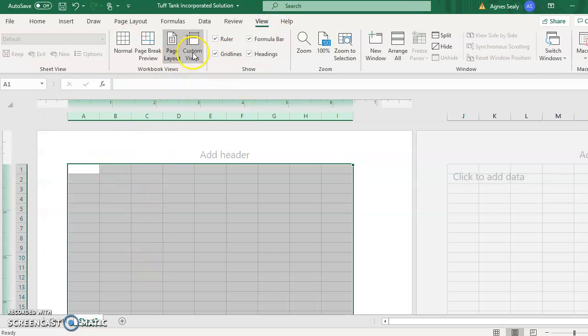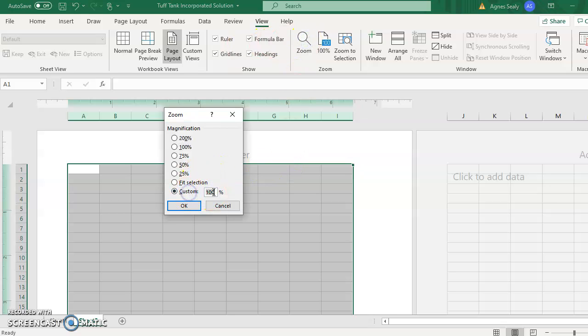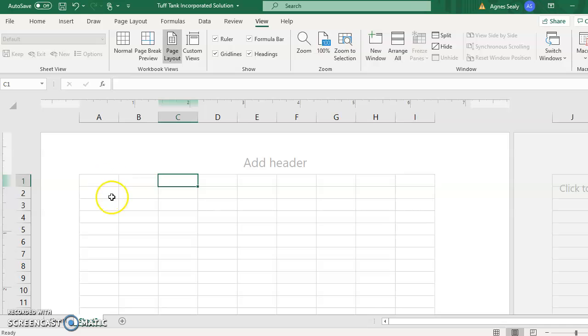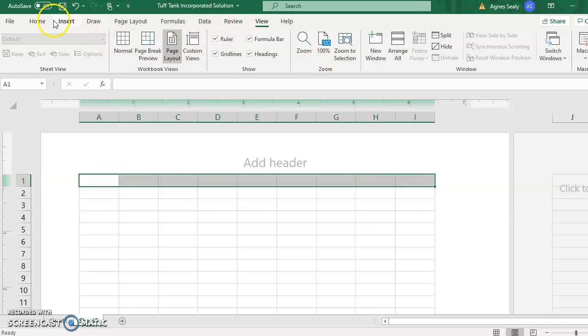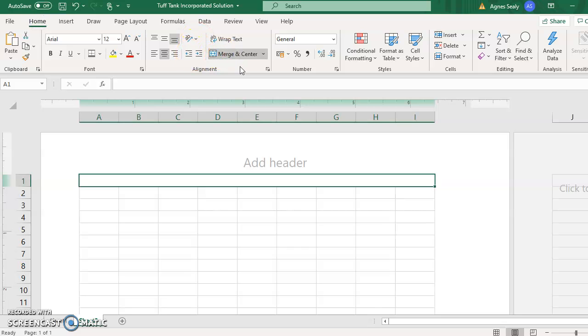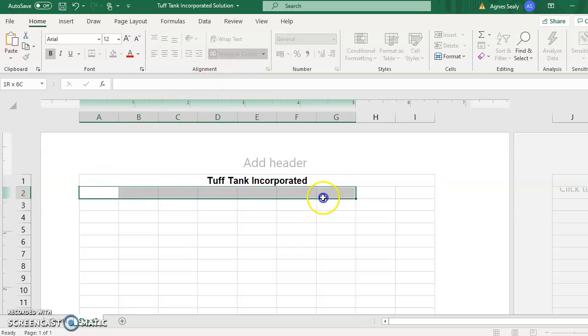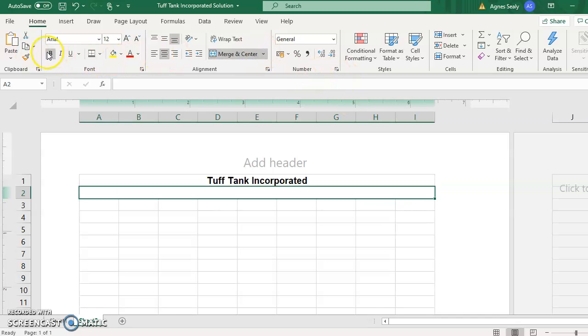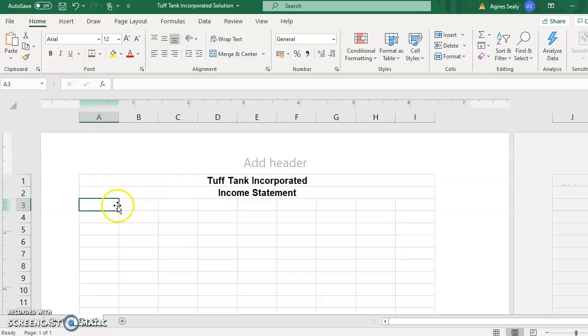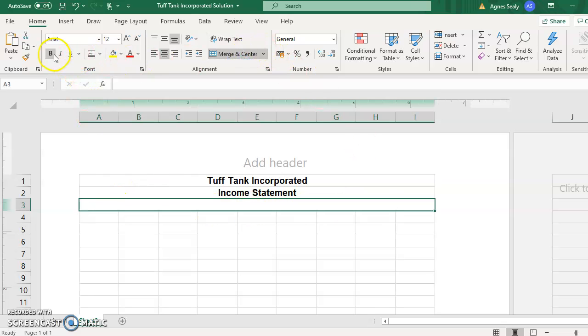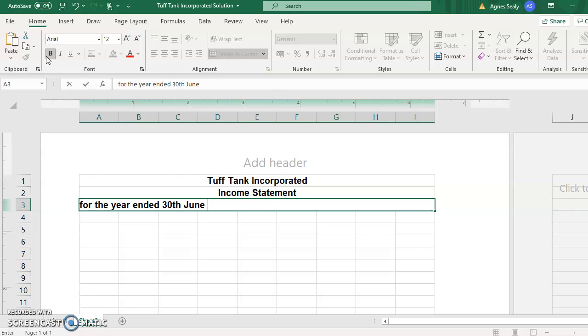So we're looking at our income statement for Tuff Tank. So let's look here. We start with the name of the business, Tuff Tank Incorporated. What are we preparing? An income statement. When are we preparing it for? We are preparing this income statement for the year ending the 30th of June, 2016.